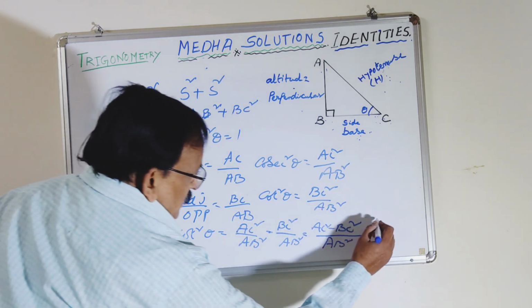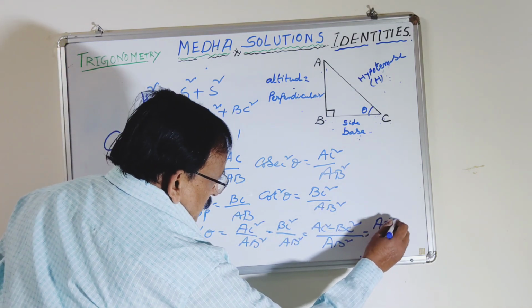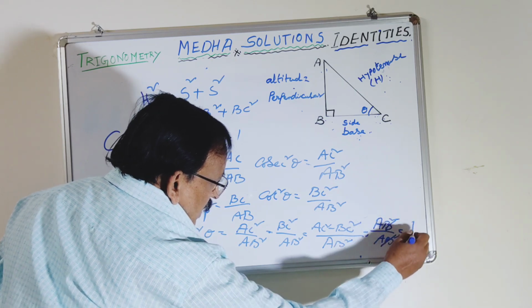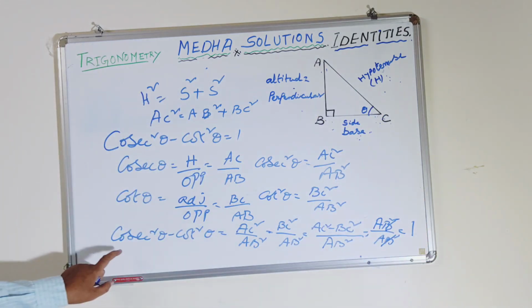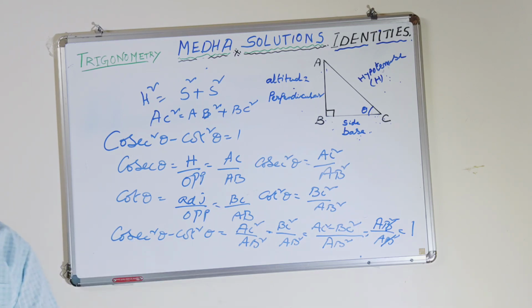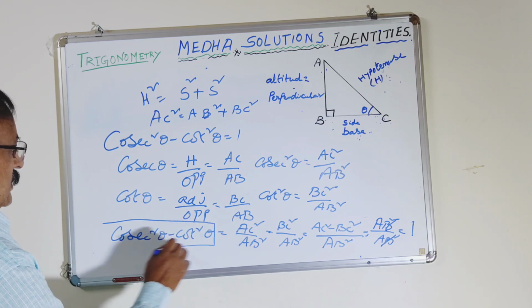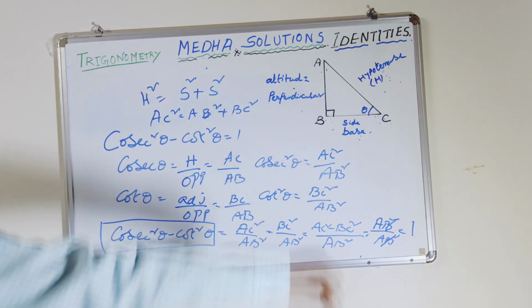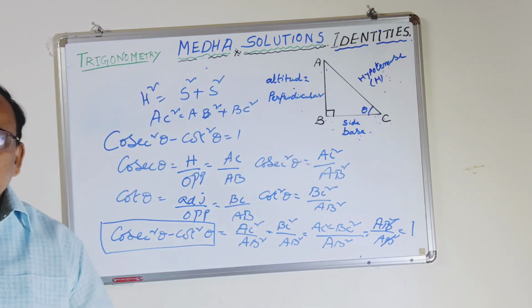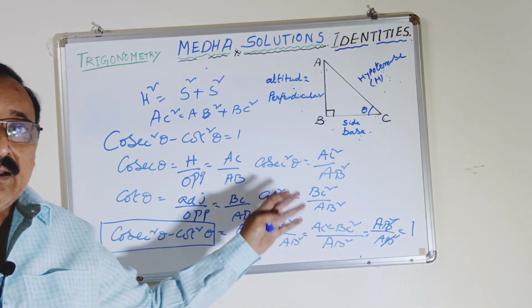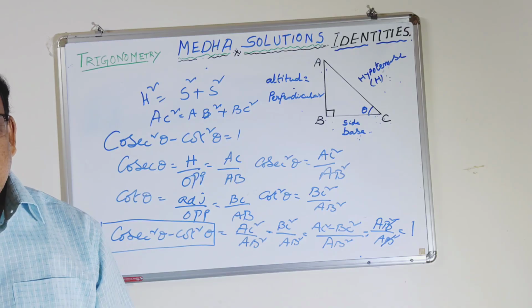That numerator we can write as AB square, by denominator AB square, cancel, 1. Now cosec square theta minus cot square theta is equal to 1. This is the third main identity. Now we are going to write all these identities and then the conversion of the identities.